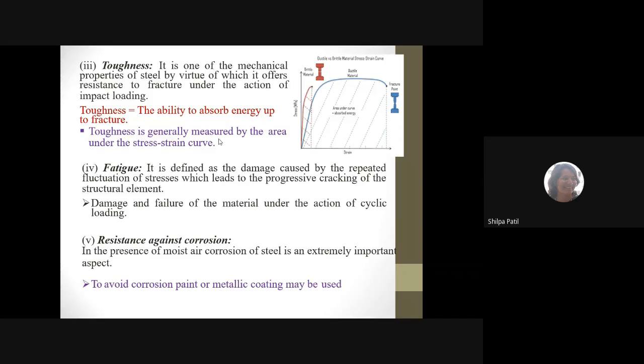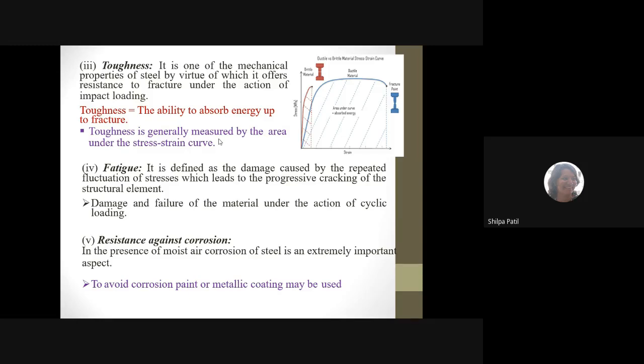And the last is the resistance against corrosion. Everybody knows what corrosion is and how it takes place in the presence of moist air, that is, in the presence of water and air. The corrosion of steel starts, and it is an extremely important aspect because once it starts, we cannot stop it. We can control it, but we cannot stop it. Control means we can lower its rate, its speed of getting corroded.